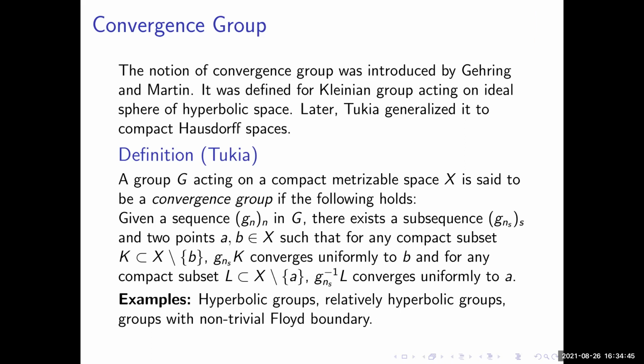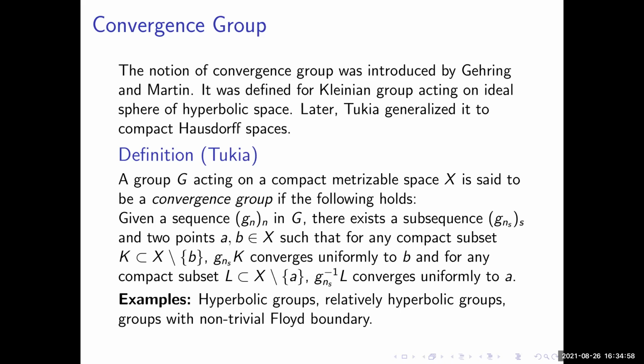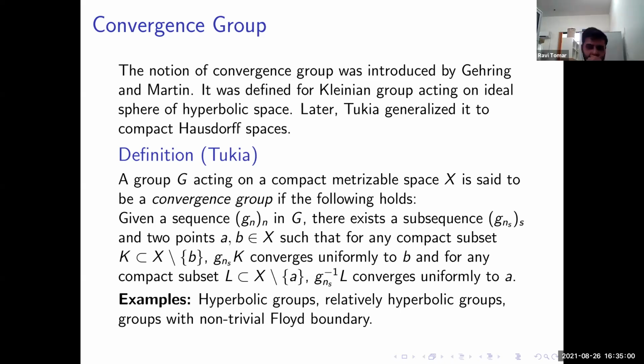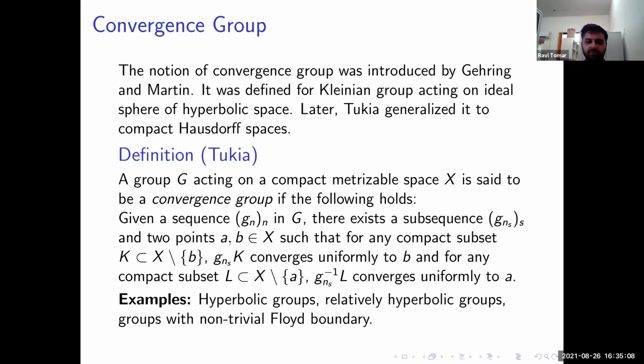And there is some typo in this definition also. A should be changed to B. Yes, g_{n_s} of K converges uniformly to A. Oh yes, this is what I was thinking, that there is something off. I think you're right. There is a typo: this converges uniformly to A, and the inverse will converge uniformly to B. They are called the attracting and repelling points, respectively.